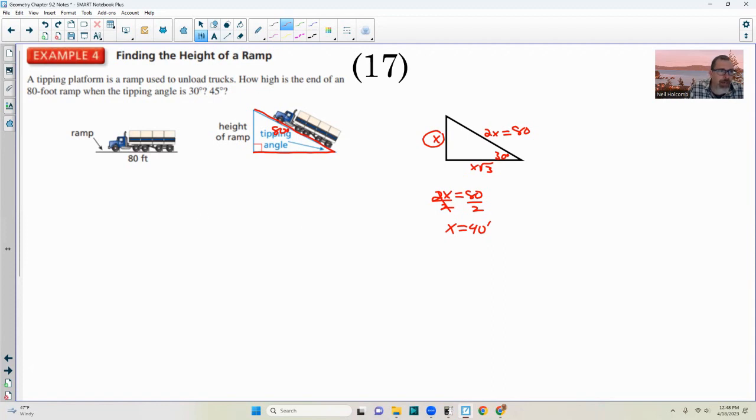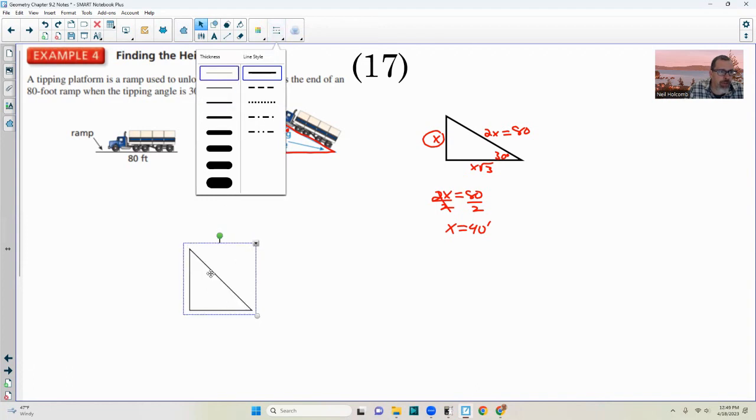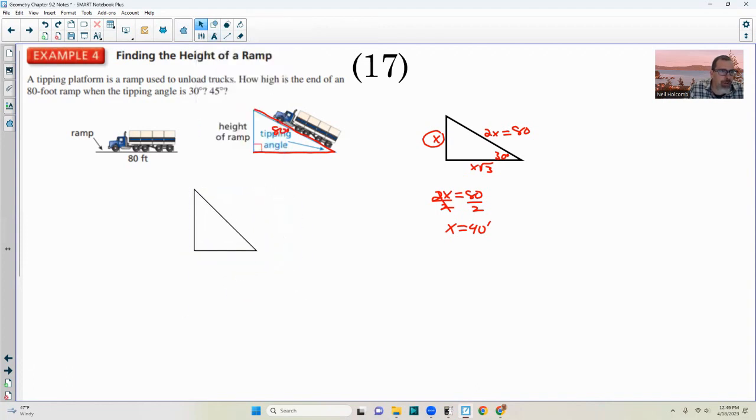Okay, now it's saying, what about a 45-degree angle? So let me do another triangle, like so. Here's a 45, 45, 90 triangle, a little bit thick. How about going totally thin? How's this? Okay, so this is a 45 degree, 45 degree. This here still 90. Here's my ramp right here. This is my ramp. And it is 80 feet. So this triangle is going to be x, x, and this equals x square root 2.